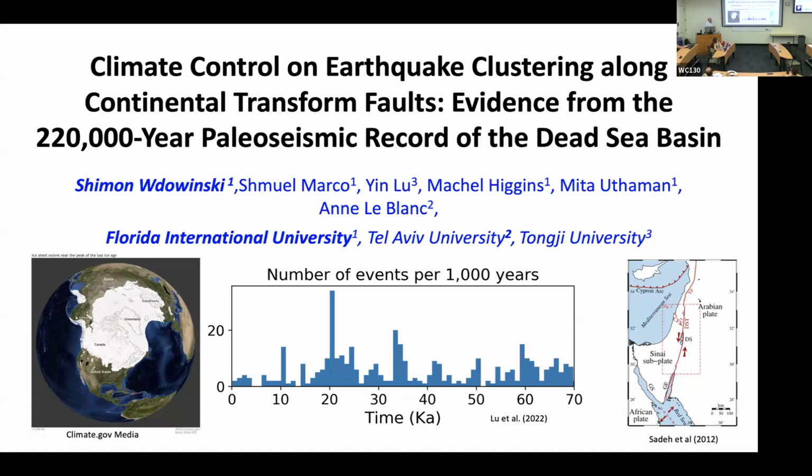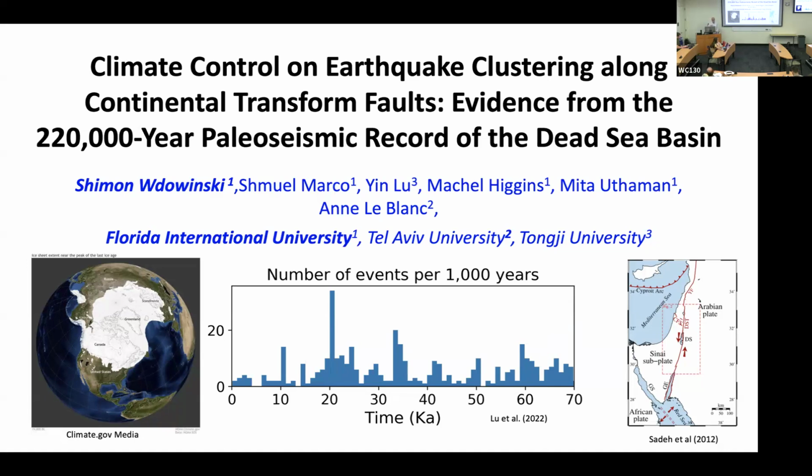All right, so today I'm gonna talk about what it says over here: climate control on earthquake clustering along continental transform faults, evidence from the 120,000 years paleoseismic record of the Dead Sea Basin. So since I teach some classes over here, and I know that many of the students are not familiar with some of the terms over here, I will go slowly through some of the concepts and things that are related to earth sciences. So I'll explain what is continental transform fault and earthquake clustering. So don't be intimidated yet.